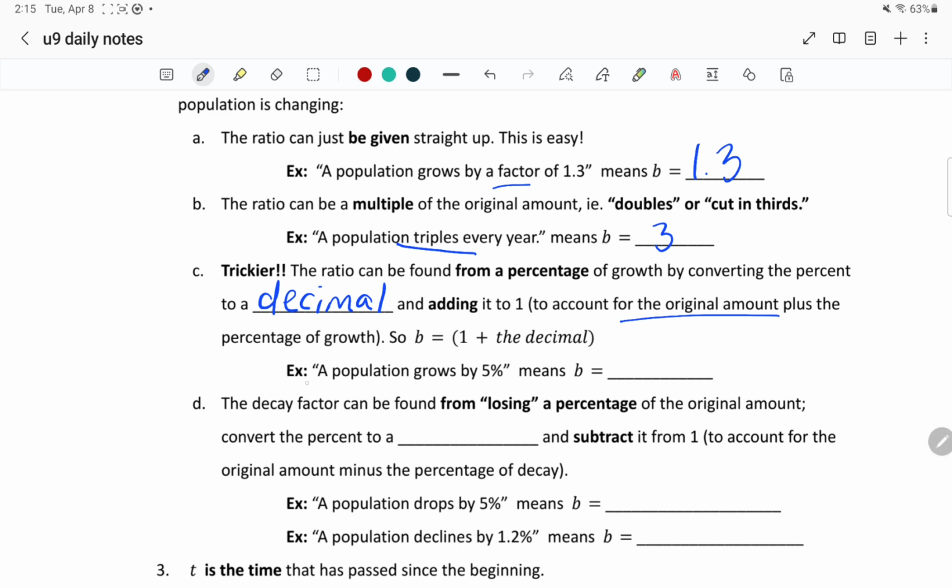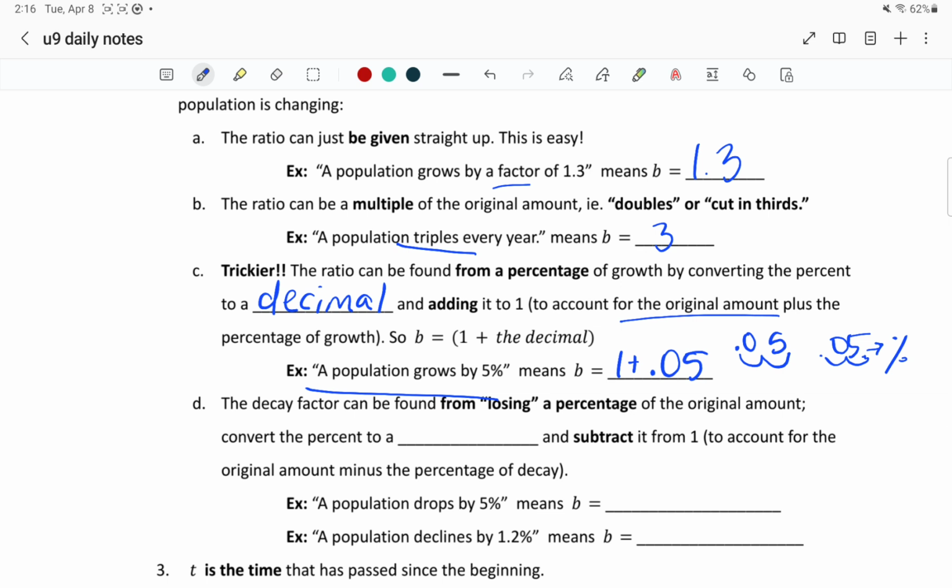If a population grows by 5%, well, it's growing, so it's 1 plus, and instead of 5%, I need to change that to a decimal, so 0.05. There's a couple ways we can change to a decimal. Your calculator can do it for you, or if you have a 5, you can move the decimal over 2 places. That's how we change from a percent to a decimal. And to change a decimal to a percent, we would move the decimal place back 2 spaces. So that's how we convert back and forth.